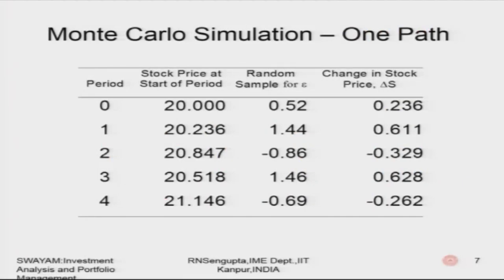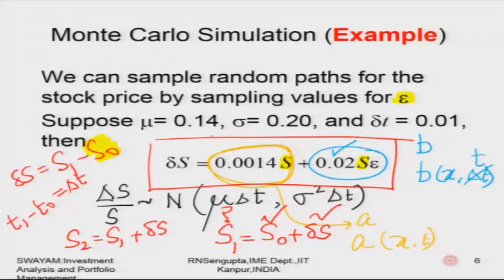So, let us consider a theoretical value, where in the first column you have the time periods, given as t equal to 0, then 1, 2, 3, 4, and the differences between t0, t1, t1, t2 are fixed, which as per the formula was given as delta t. The stock price initially, based on which we will start the Monte Carlo simulation 1, is 20. The only factor we need to generate, if you remember, is epsilon, and these epsilon values are generated at each step. It is 0.52. Based on that, you first find delta S using the values we have already considered, 0.14, 0.2 and 0.01.